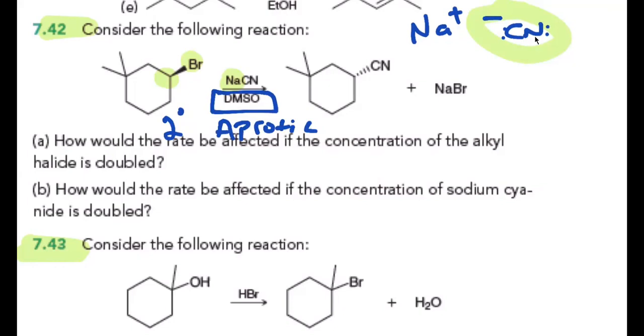And then look at the product. What do you see in the product? Inversion of stereochemistry. Right, you see inversion of stereochemistry. All of that points to what? What type of substitution is this? Is it SN1 or SN2? It's SN2. Good. Once you know that, you can answer the questions. So what is the rate law? Let's write that out.